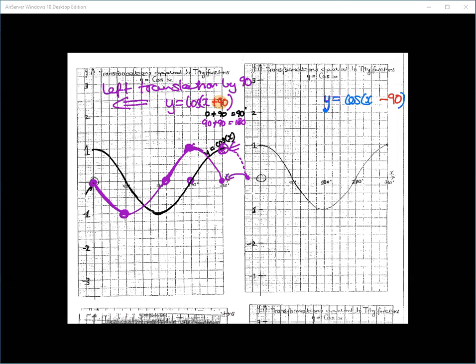Now, similarly, if you have the same function, Ikra, and you put a minus 90 in there, if plus 90 means left, what does minus 90 mean? To the right. To the right. So move every point, and when I say move, I mean really translate every point, every point to the right by 90.